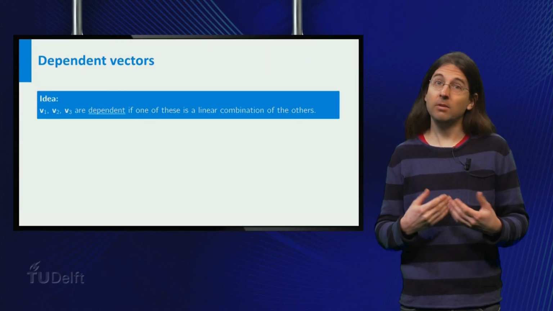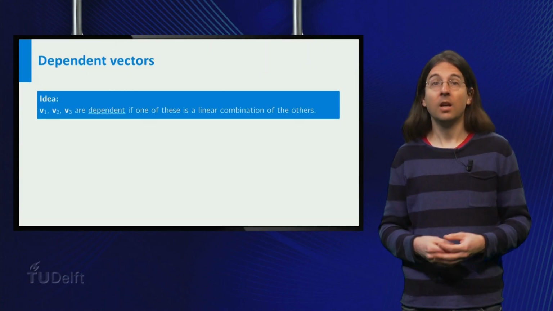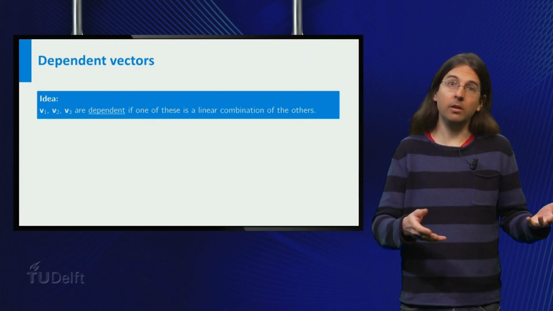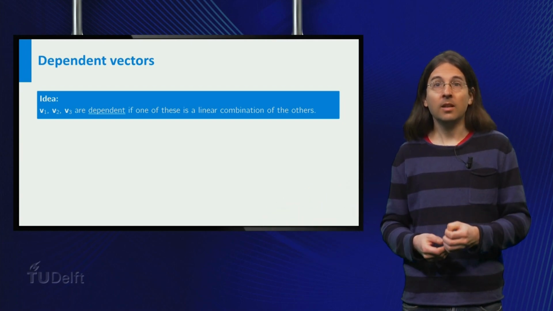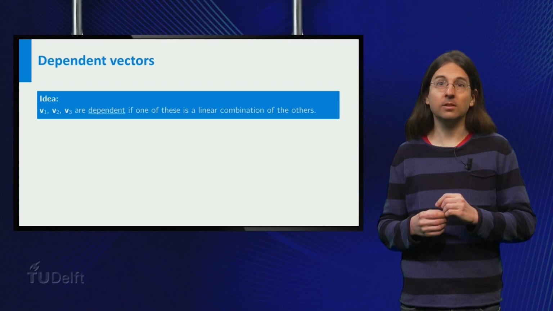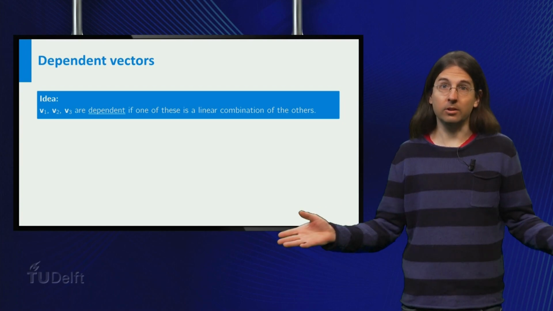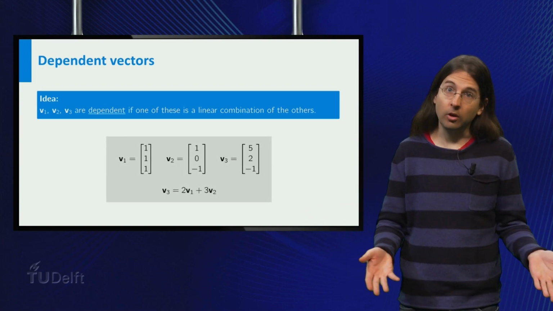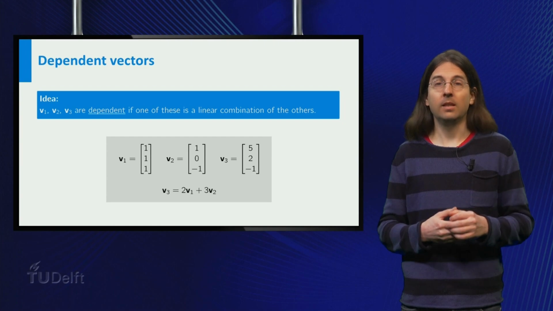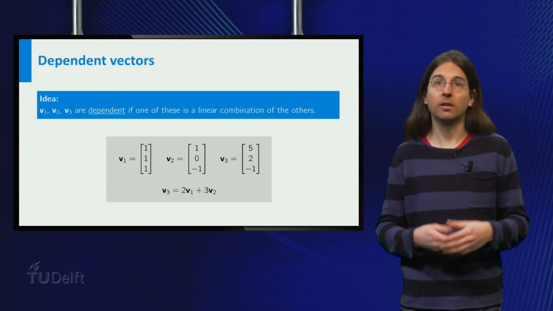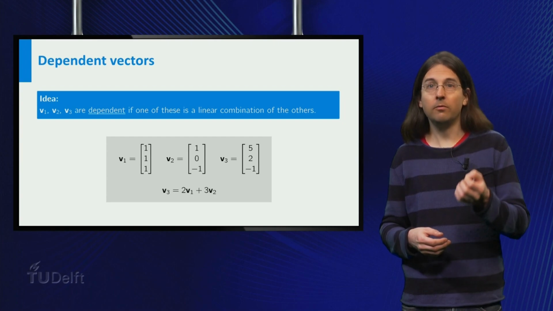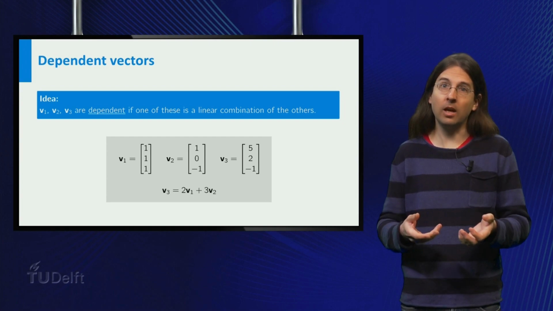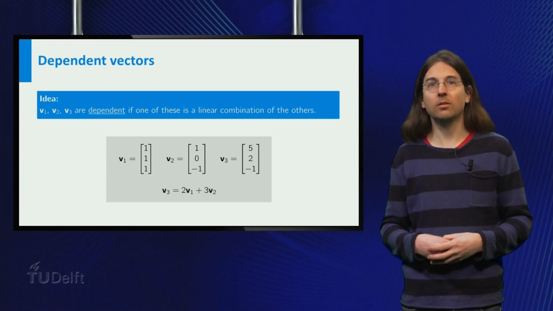For vectors, we can say something similar. If we have a bunch of vectors, v1, v2, etc., we say they are dependent if we can write one of these vectors as a linear combination of the others. For example, as v3 equals 2 times v1 plus 3 times v2, we say that the vectors v1, v2 and v3 on the slide are a dependent set of vectors.